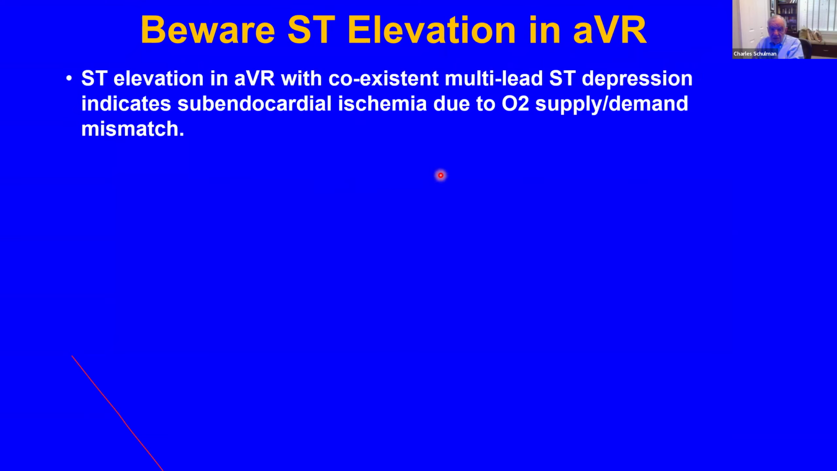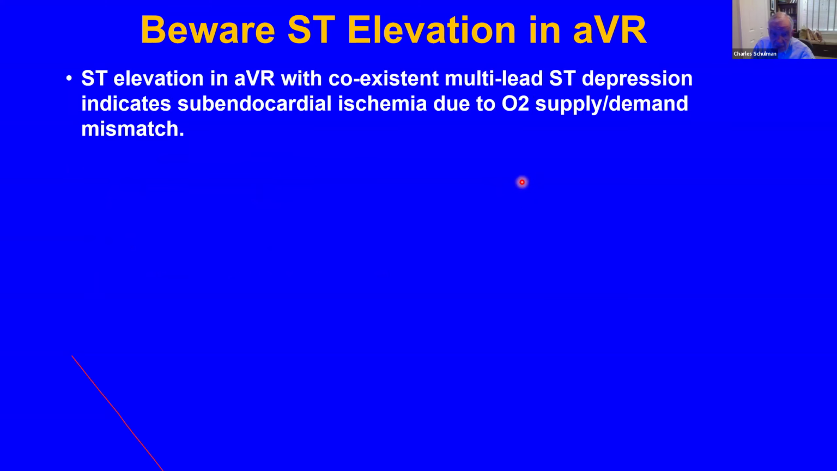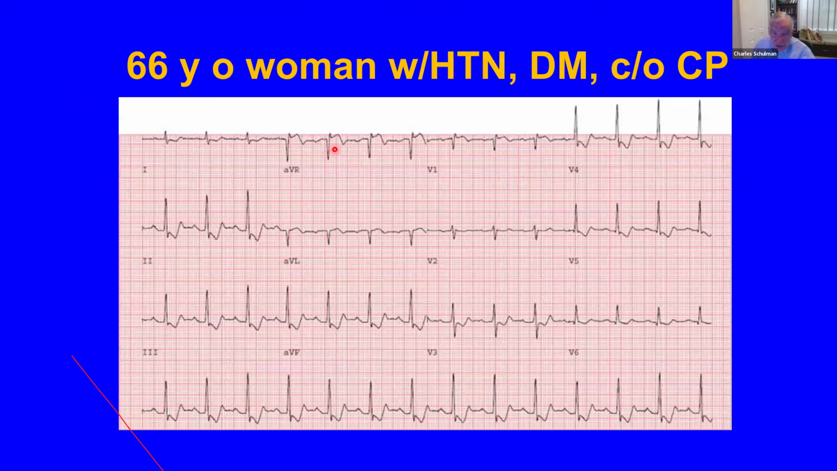When it is coexistent with multi-lead ST depression, it indicates subendocardial ischemia due to a supply-demand mismatch, and the clinical causes are severe left main coronary artery stenosis, or proximal LAD disease, or severe triple vessel disease. Patients with left main coronary artery occlusion generally don't make it to the hospital. So severe stenosis is really what this is. That's what you should think of when you see ST elevation in lead aVR.